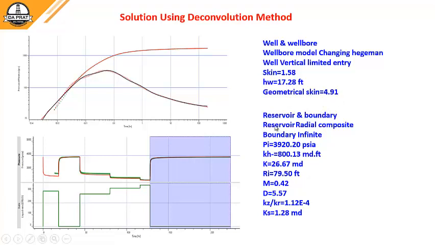So we also use the radial composite model, but the boundary is infinite. I mean, this is not two constant pressure faults, and remaining values are like 26, which is in the order of what you got from analyzing only the buildup. There are differences here. Here the mobility is half compared to the mobility we got with analyzing the last buildup.